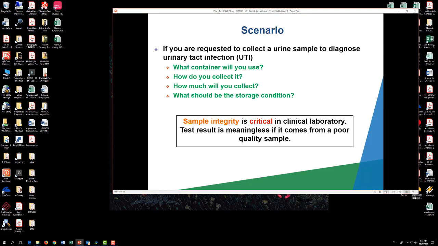So actually, sample integrity is a very important issue in clinical laboratory. Test result is meaningless if it comes from a poor quality sample.